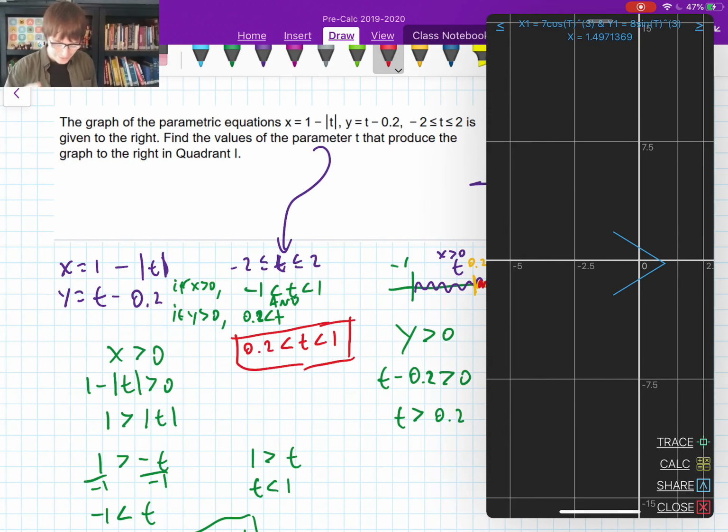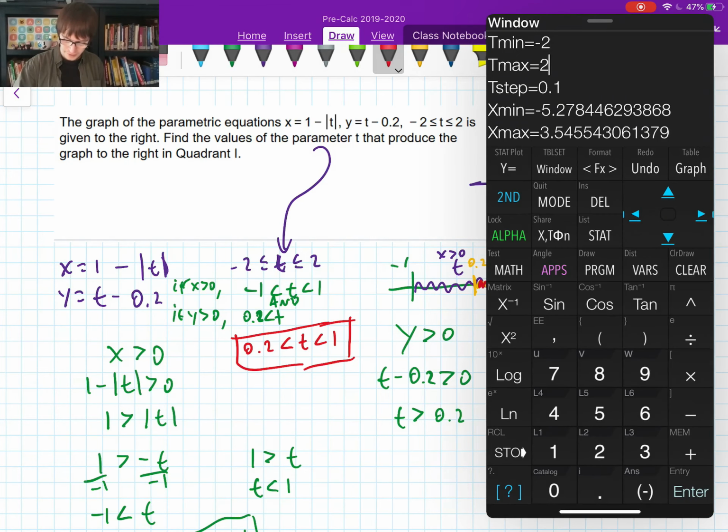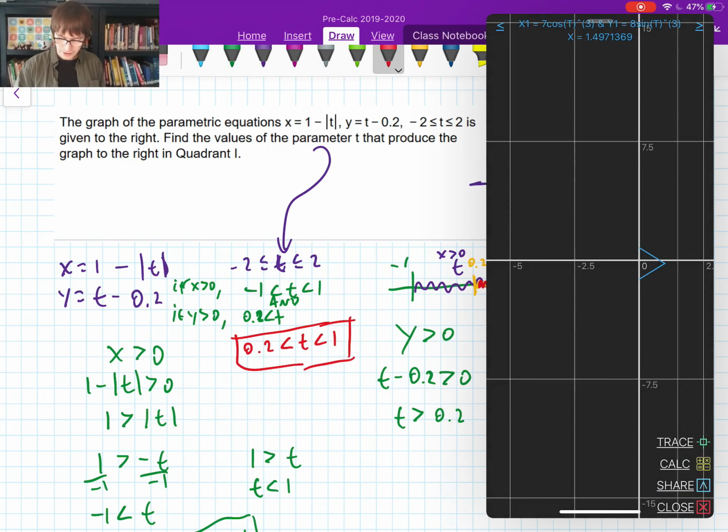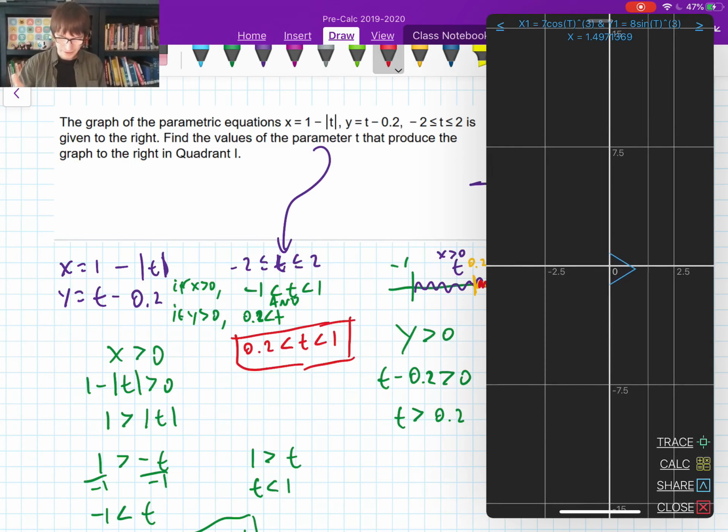Okay, now let's see what happens if we do the first one. If we do the first limitation, negative 1 and 1, we get just x is greater than 0. Only the places where x is greater than 0, that's negative 1 to 1. You can see it's only the right side, x is greater than 0.